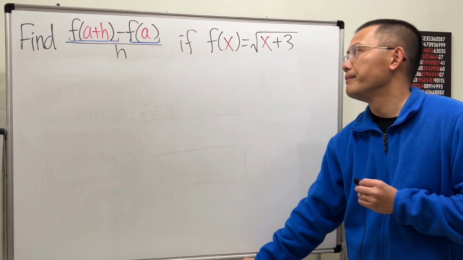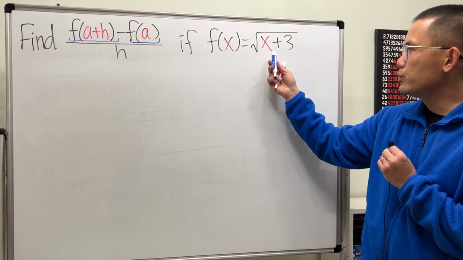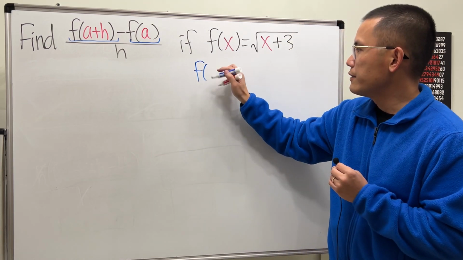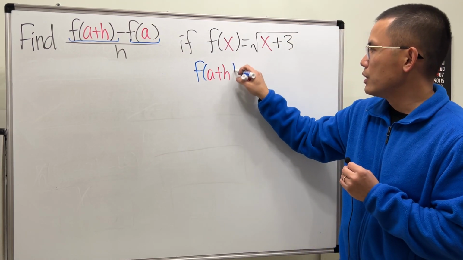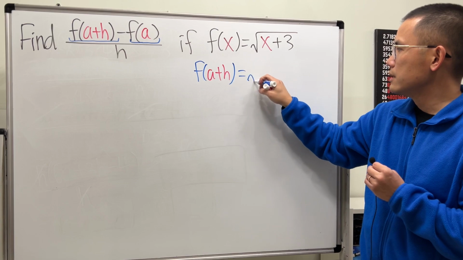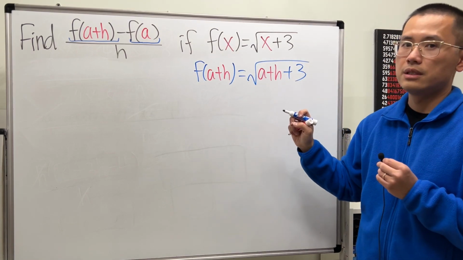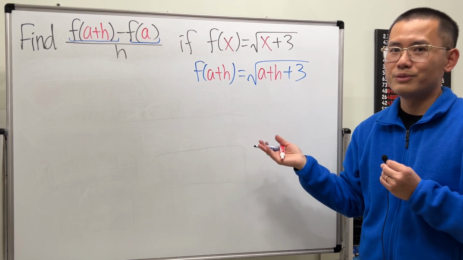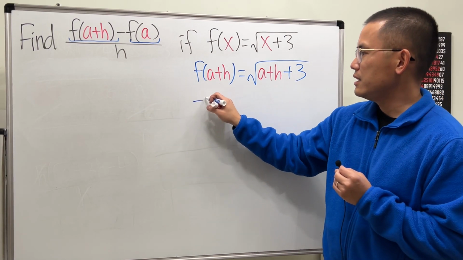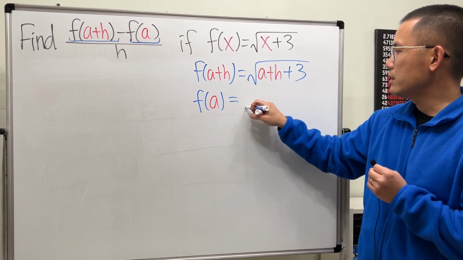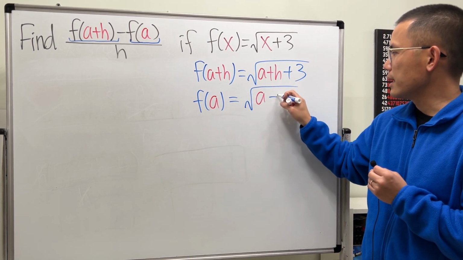Here we have f of x equals square root of x plus 3. For this, f of a plus h, we put this into the x. So square root of a plus h plus 3. And that's the most that we can do. So leave it for now. Secondly, f of a. This is just putting the a right here. So square root of a plus 3.